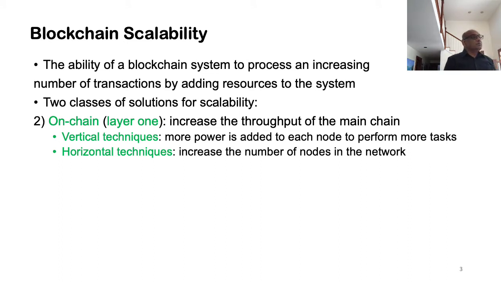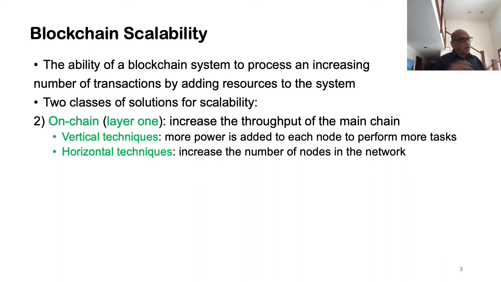Okay, so one way to add resources is by making individual nodes more powerful. This is referred to as vertical scaling, where you add more power to each node. But as you know, adding more power has its physical limits. There is a limit as to how fast the machine can be because of clock speeds, and similarly, even if you increase the network throughput, you still have limitations on the network latencies. So the vertical techniques can only take you so far.